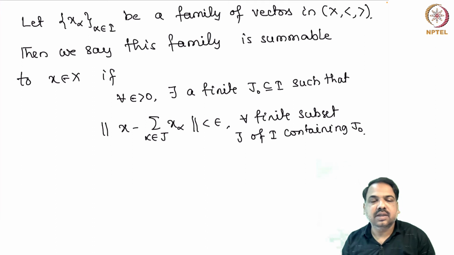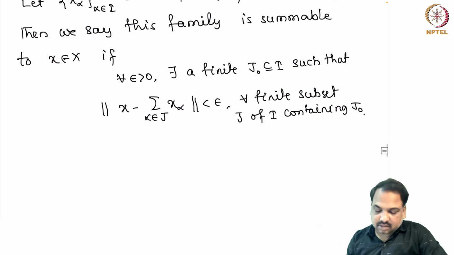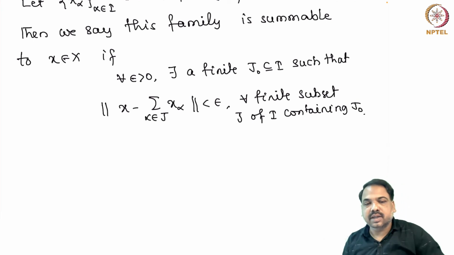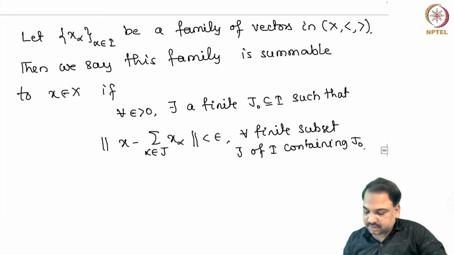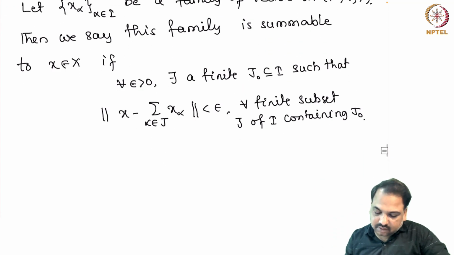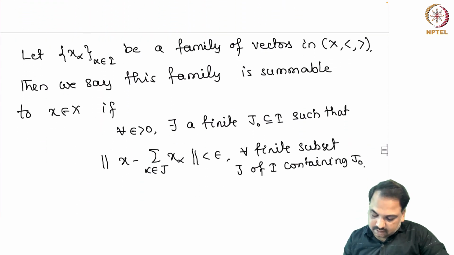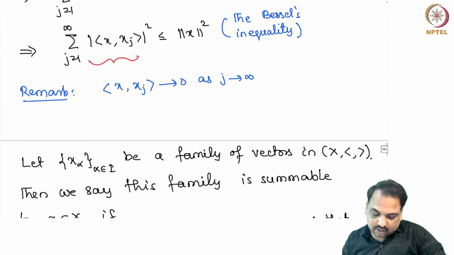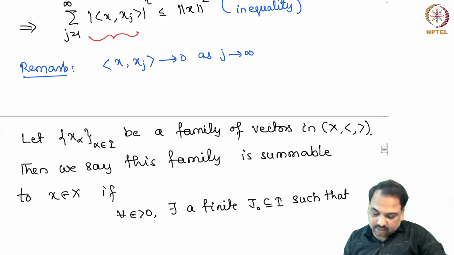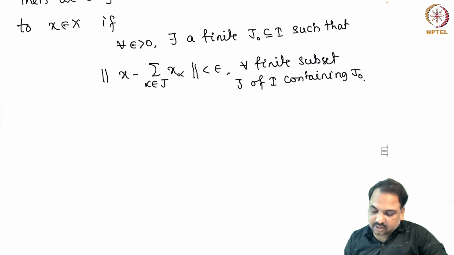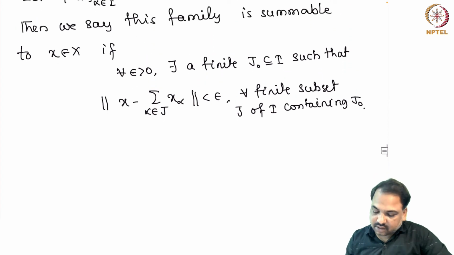If you take the index set I to be the set of all natural numbers, this is exactly the convergence of the series to the element x. So this is a generalization of series convergence. Now using this we can show that Bessel's inequality is true even if you replace the countable family by an arbitrary family of orthonormal vectors.